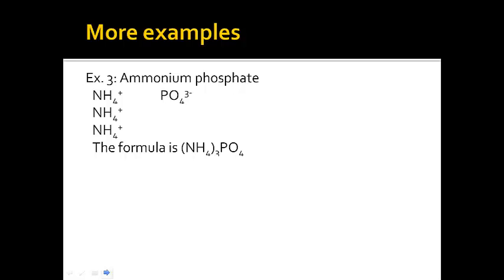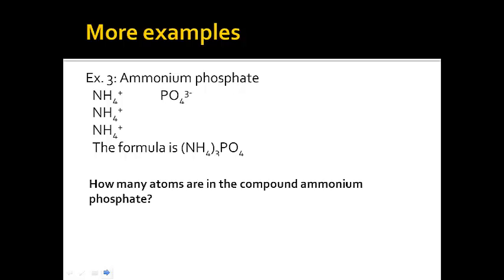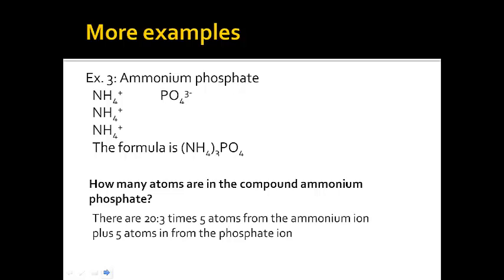The question I can throw out is, how many atoms do I have? To determine that, I look inside the bracket: I have 5 atoms inside the bracket, and I have 3 outside the bracket. So 3 times 5 gives me 15 atoms from the ammonium ions, plus 5 atoms from the phosphate ion. So I have a total of 20.